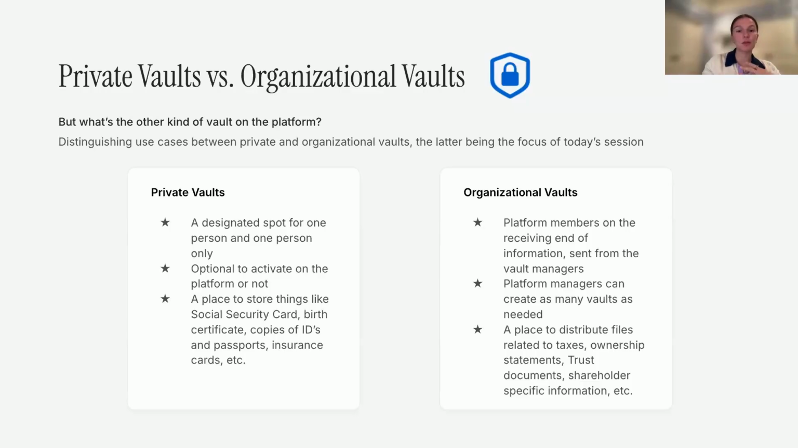Versus the organization vaults, like we just said, there's a dialogue essentially going on between the vault managers and the vault members. Information is flowing from the vault managers to the vault members. And you can have as many vaults as you need per person. And things that might be stored here are files related to taxes like your K-1s, ownership statements, buy-sell agreements, trust documents, and other shareholder specific information. So that's kind of the use case differentiation. And like I said, we're focusing on automated distribution within organizational vaults today.